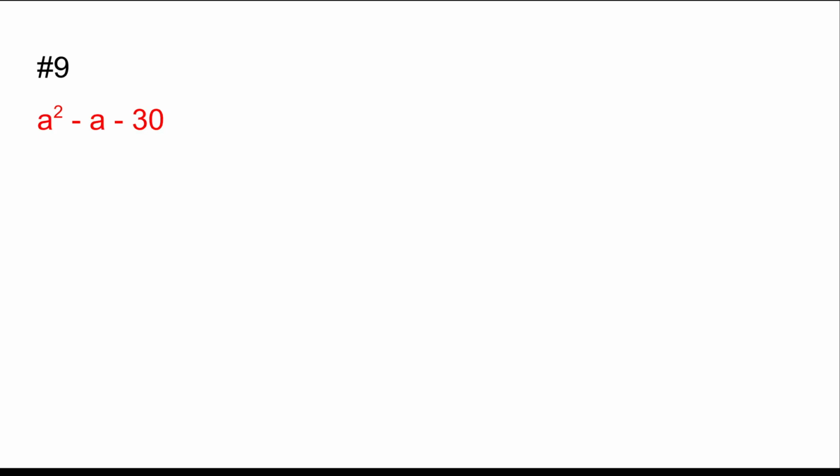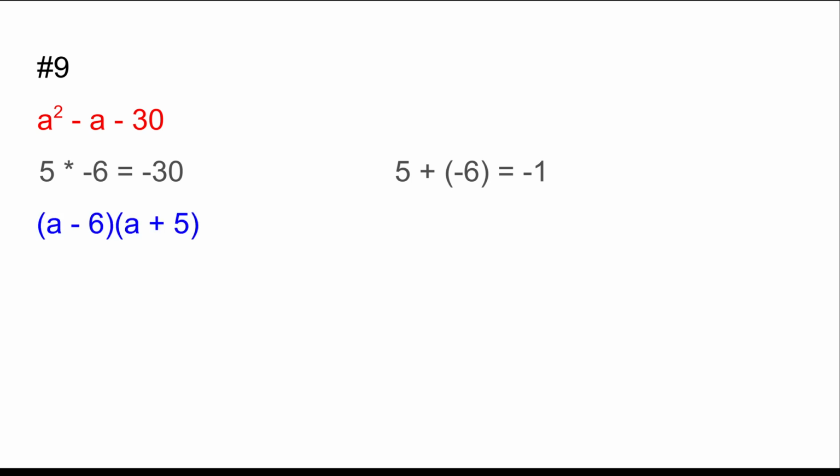Number 9, a squared minus a, so that means minus 1a, minus 30. So what two numbers multiply for negative 30 that will give us a negative 1 sum? 5 times negative 6 equals negative 30, and 5 plus negative 6 equals negative 1. So our two terms are negative 6 and positive 5. A minus 6, a plus 5. These are our factors for this polynomial.